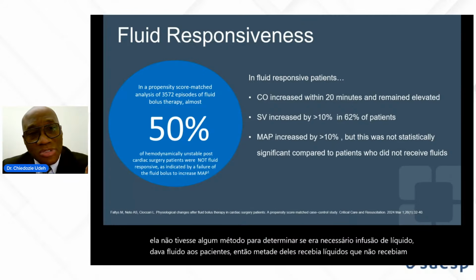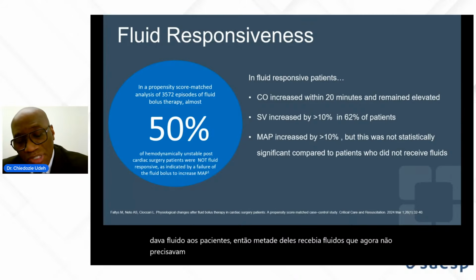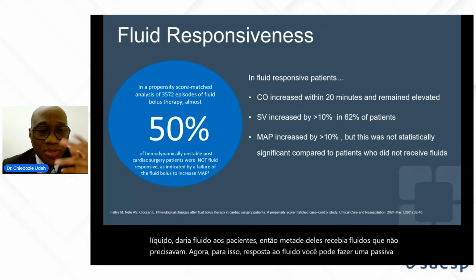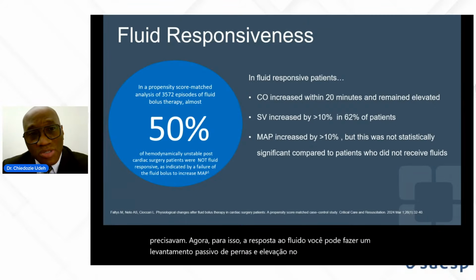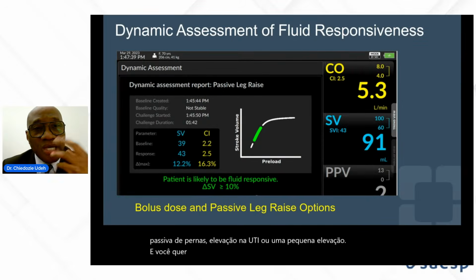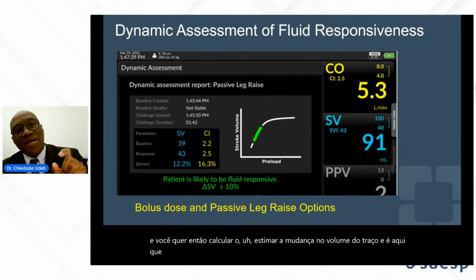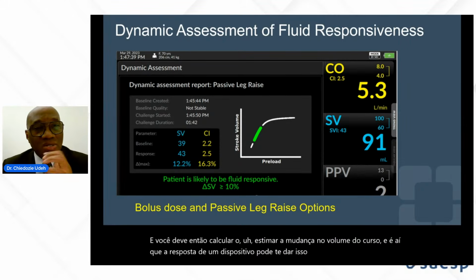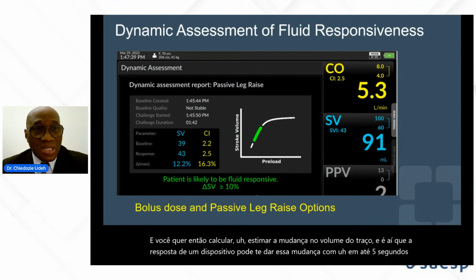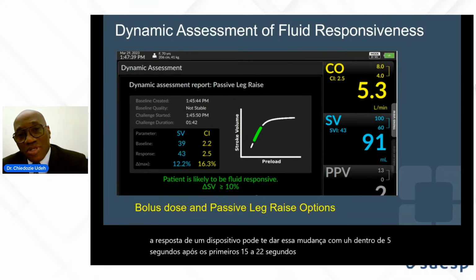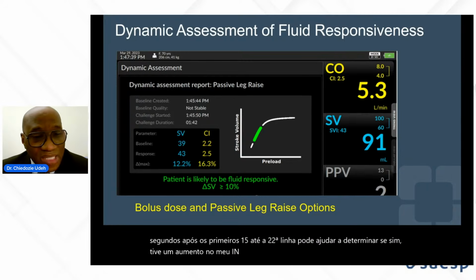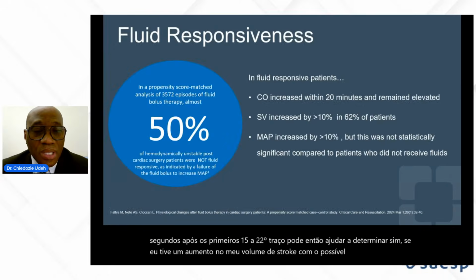Now, to assess fluid responsiveness, you can either do a passive leg raise in the ICU, or you give a small fluid bolus, and you then want to estimate the change in stroke volume. And this is where the responsiveness of the device, giving you that change within 5 seconds after the initial 15 to 20 second lag, can help you determine, yes, did I have an increase in my stroke volume with the passive leg raise or the fluid bolus.